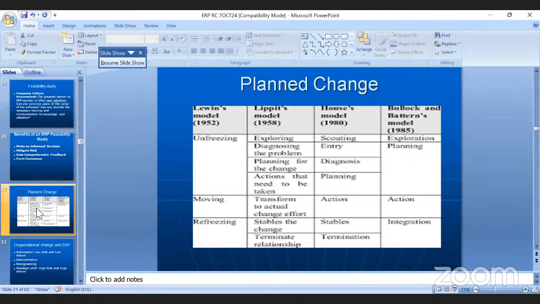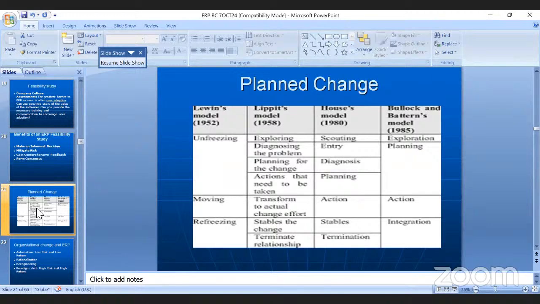We say unlearning, learning, relearning in education. Likewise, unfreezing, moving, refreezing. Exploring, diagnosing the problem, planning: it's a process. You don't have to go through all the processes; they may skip in between, and transform to actual change, stabilize the change, terminate the relationship. In the scouting, entry, diagnosing, planning, action, integration.